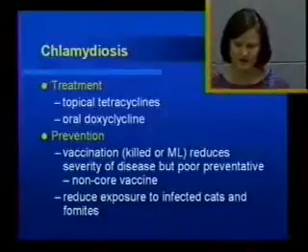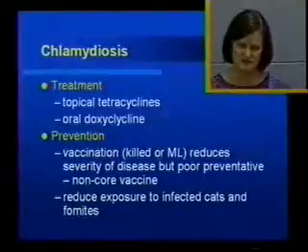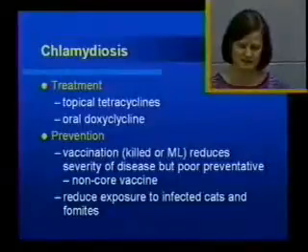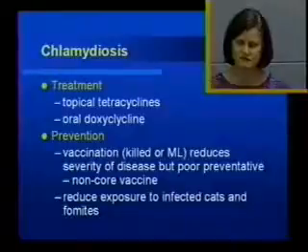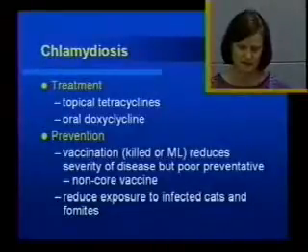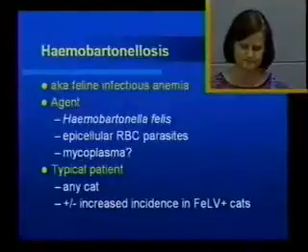There are both killed and modified live vaccines. Again, this reduces the severity of the disease but does not necessarily prevent infection, and it is considered a non-core vaccine that should be used only in cats at risk. And we should also reduce exposure to infected cats or fomites.